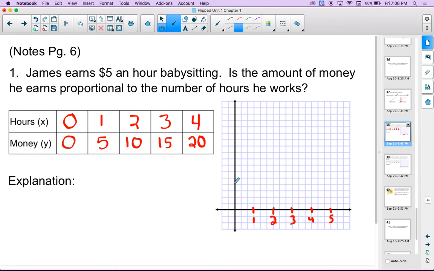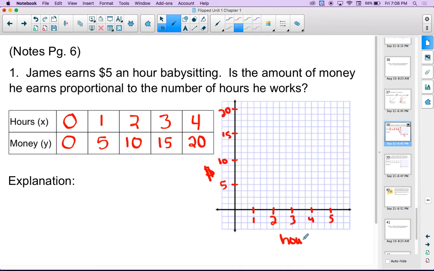And then I'm going to space this out a little bit too. I'm going to count by 5s here. That's 5, 10, 15, and 20, and that will be our money. Okay, so that's our money and our hours.